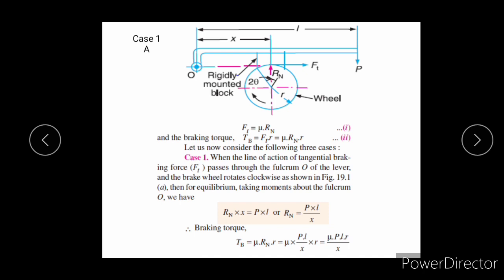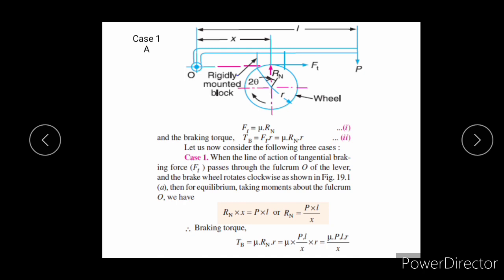So the wheel is moving in clockwise direction. Here the block, this is the block, this part, this is the block, okay, and this block is rigidly fixed to this lever.